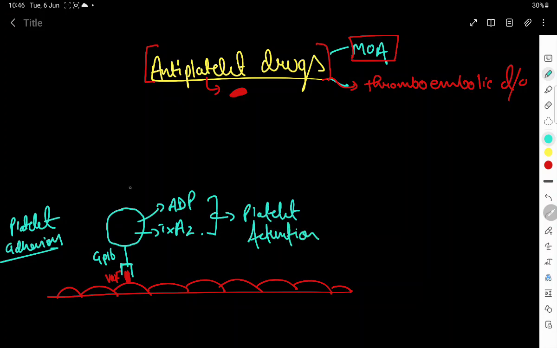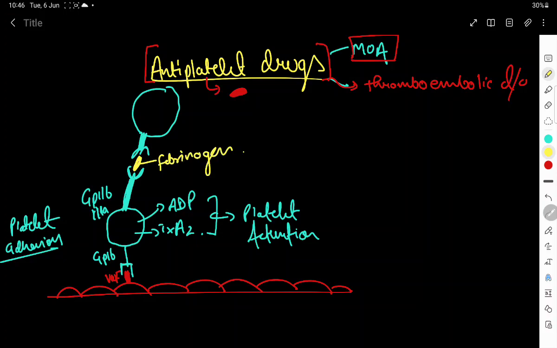Also, we have molecules like GP2B3A on the surface of platelet. This GP2B3A is also present on another platelet, and these molecules are interlinked via fibrinogen. So fibrinogen cross-links the platelets via the GP2B3A, and this is the third step, known as platelet aggregation.